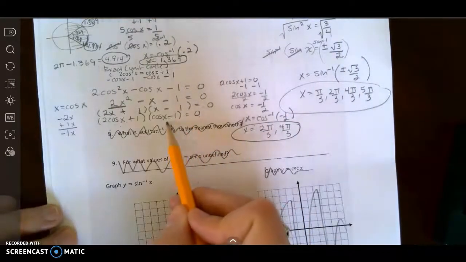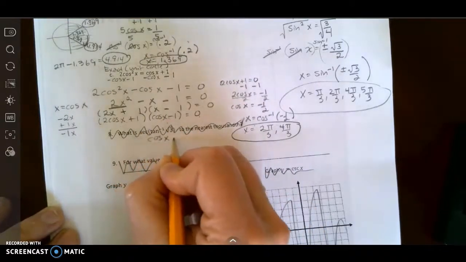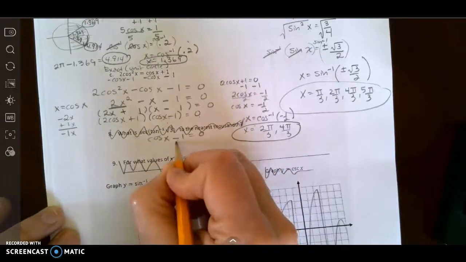But I still have to set this factor equal to 0. I'm going to do that right here. Cosine of x minus 1 equals 0. Add 1.